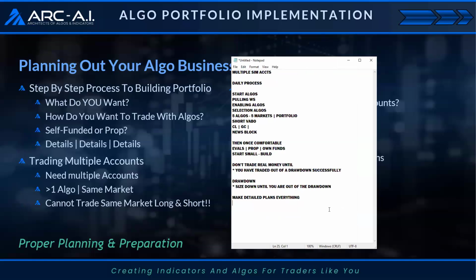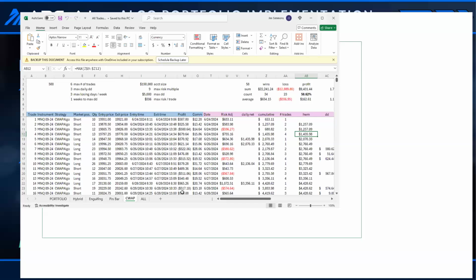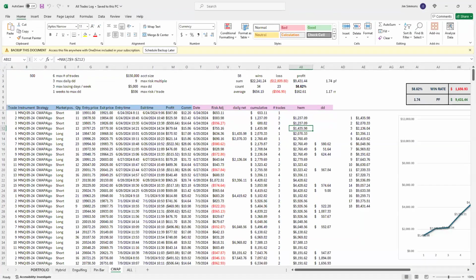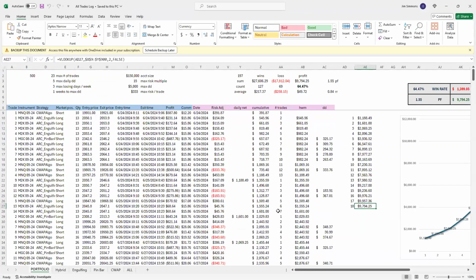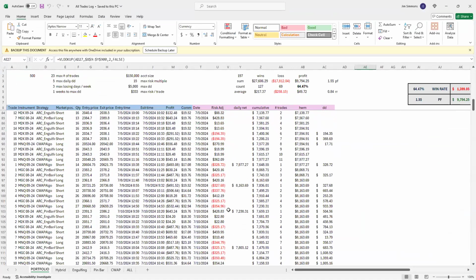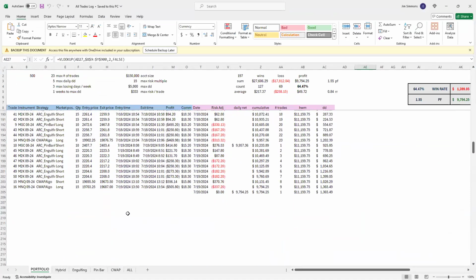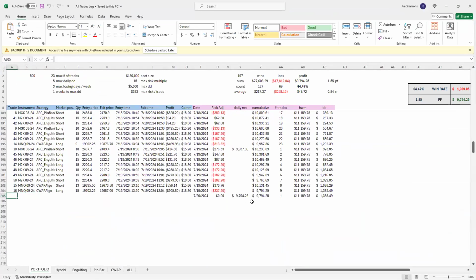How many accounts do you want to trade? You can plan out your risk. If we go in here and look at, for example, all of the trades, and let's say we want to plan out our risk, well, I think this one has three examples of three different strategies built in here.